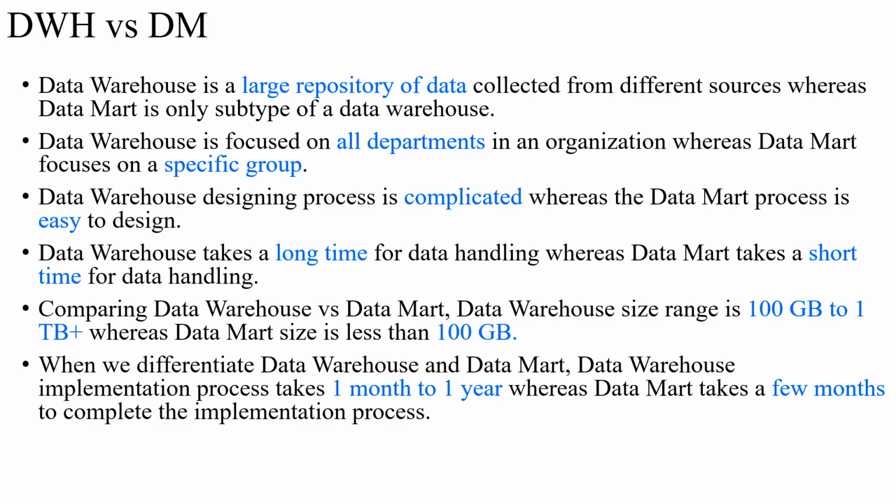So data warehouse is a large repository of data collected from different sources, whereas data mart is only a subtype. Data warehouse is focused on all departments in an organization, whereas data mart focuses on a specific group. Suppose you take a university, so data warehouse shows the students from medical, law, or humanities, or arts and science, or engineering, dental. So likewise, it varies. Whereas data mart specifically concentrates on engineering, which means it is concentrated only on a particular department. So that is the data mart.